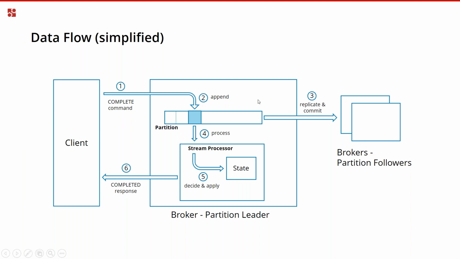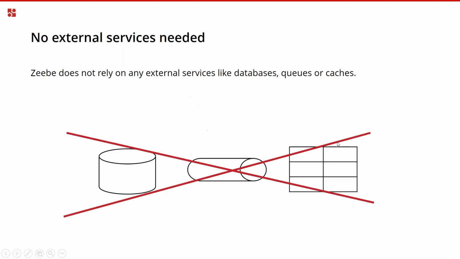If, as I said before, we fail, then we maybe lose this state in the stream processor, but we can replay and reconstruct that from the log that we have replicated to our followers. What that also means is that Zeebe does not need any external services. When you run Zeebe, you only need this broker. It will store data locally inside the file system on that machine. And if you want to have fault tolerance, you can start multiple machines, and then it will replicate to the file system on those other machines.